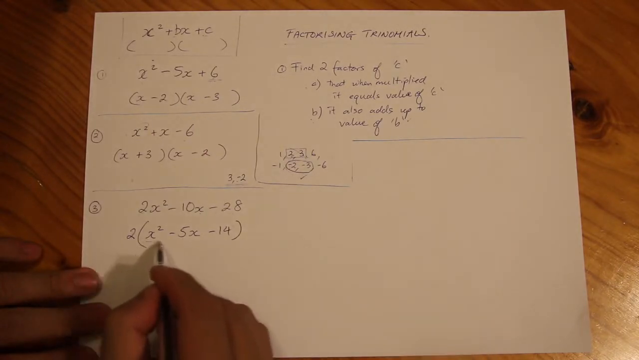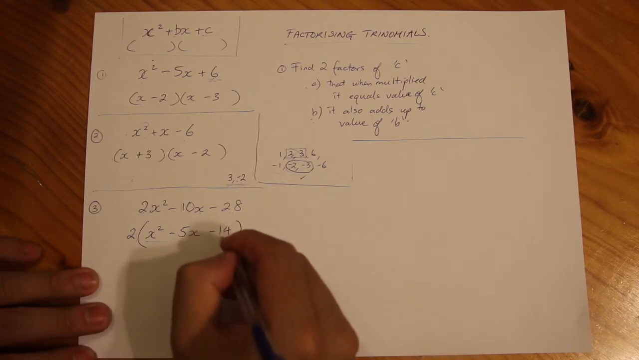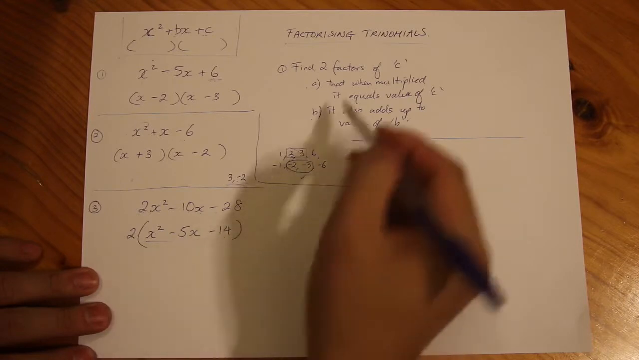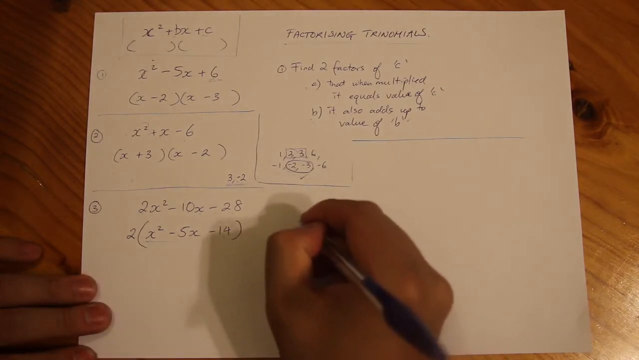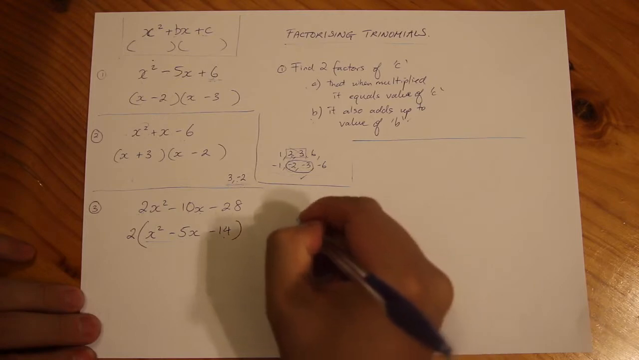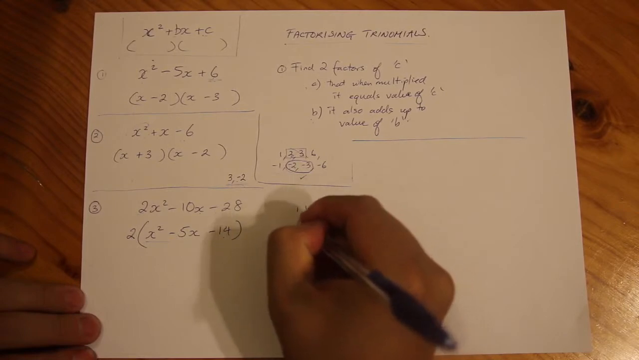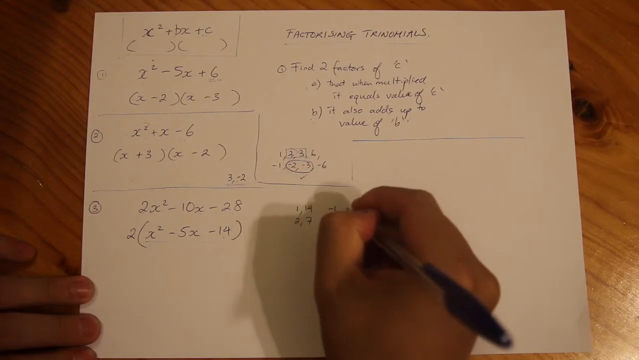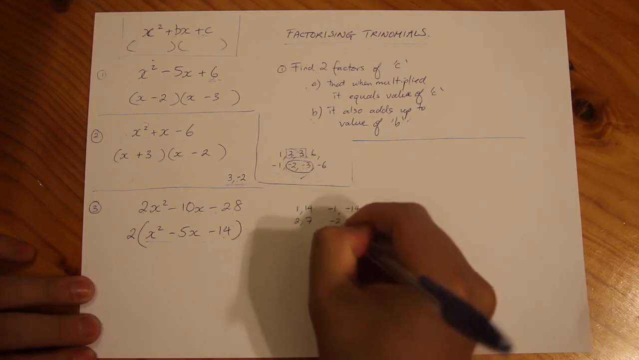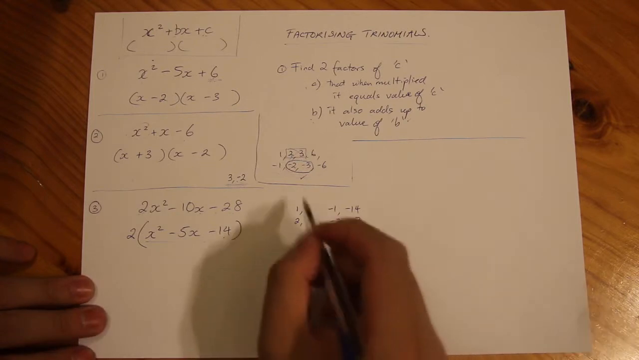What I do now is then factorize this expression. Simply I find what the factors of minus 14 that fit these two criteria. So let's firstly write down the factors of minus 14. We have 1, 14, 2, and 7. We also have our negative factors, minus 1, minus 14, minus 2, and minus 7.